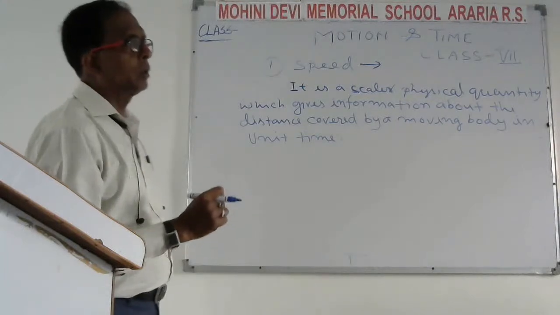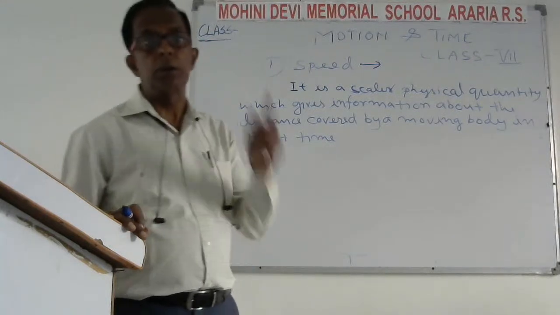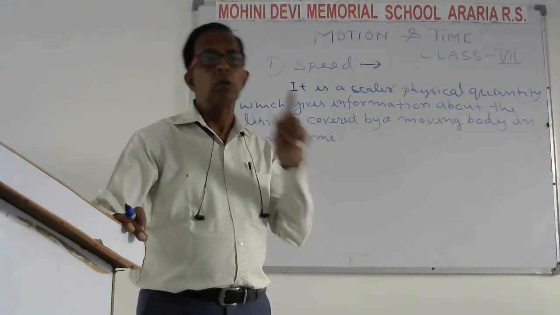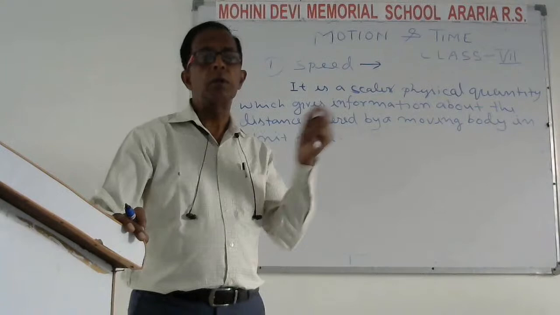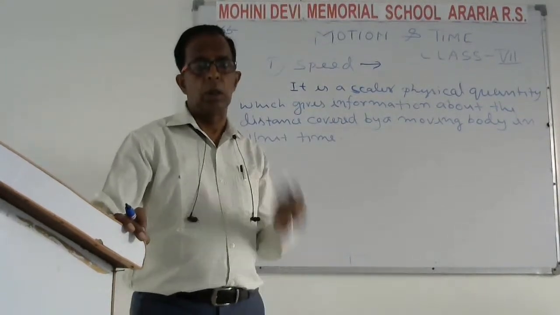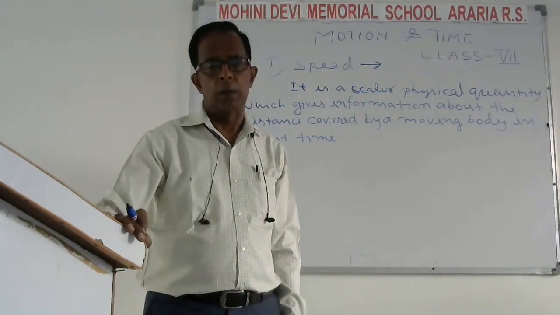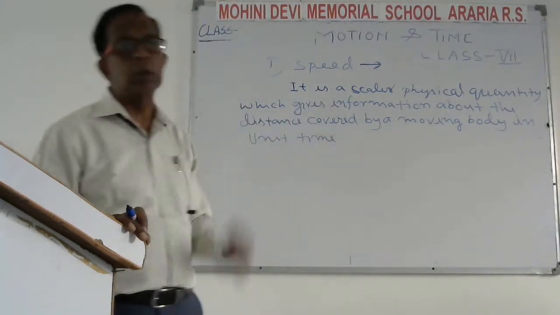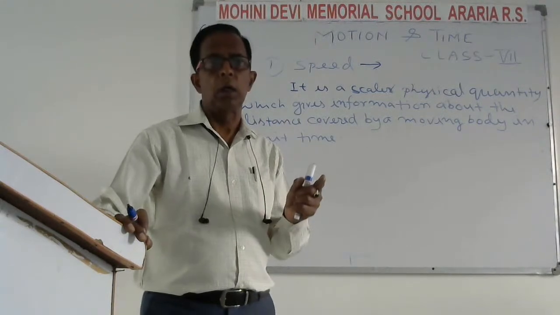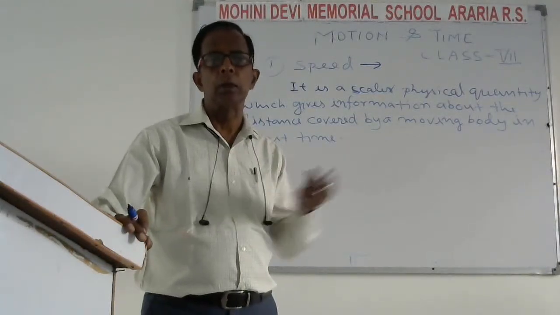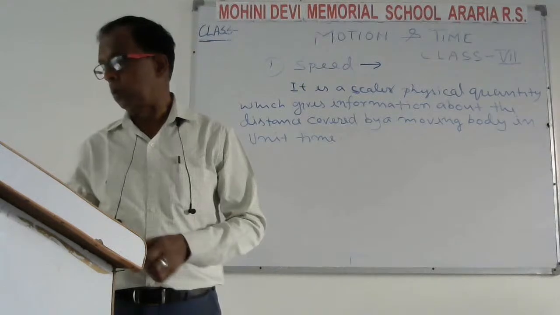Speed is a scalar quantity. It gives information about the distance covered by a moving body in a unit time. If an object moves 40 kilometers in 1 hour, then you say that the speed of the bike is 40 kilometers per hour. To describe the speed, you do not say anything about the direction in which the bike is going, because speed is a scalar quantity.